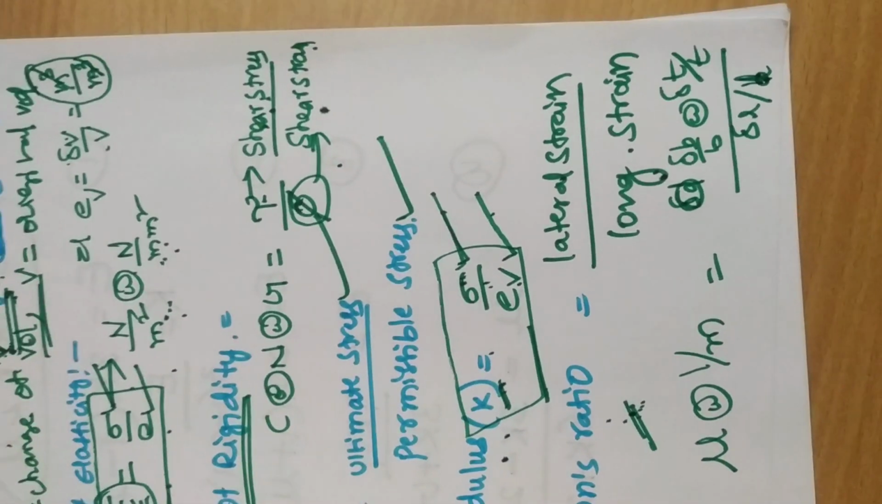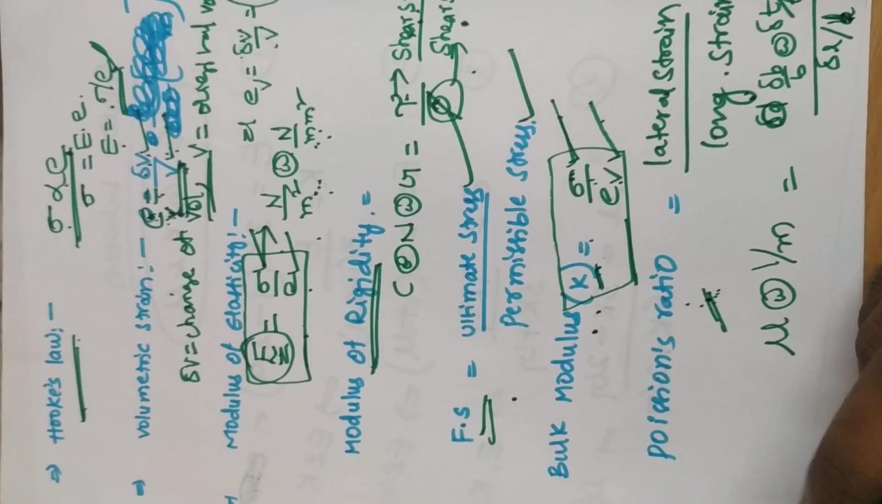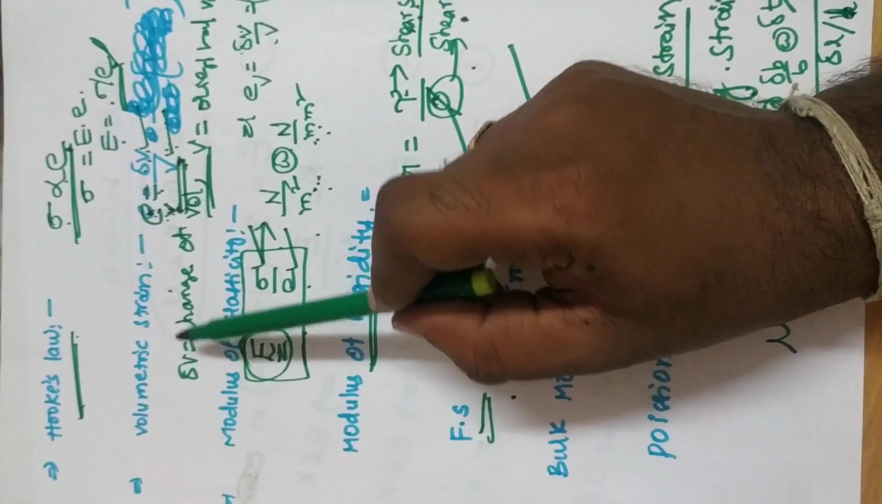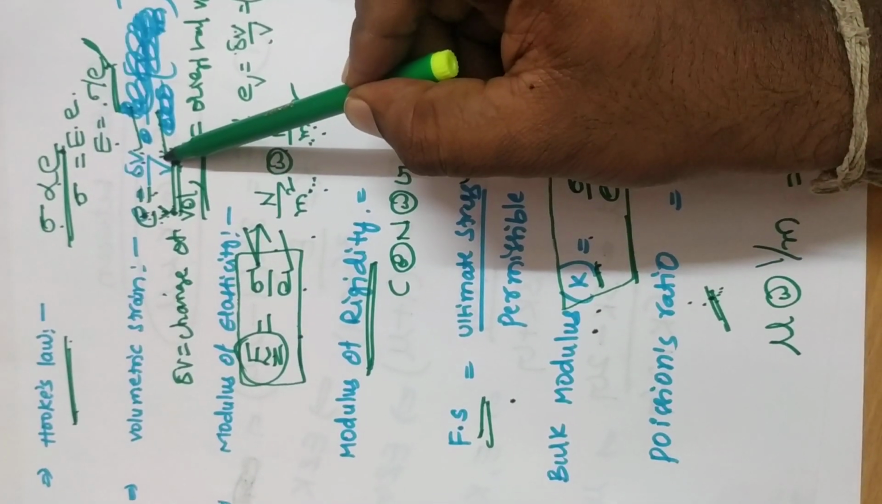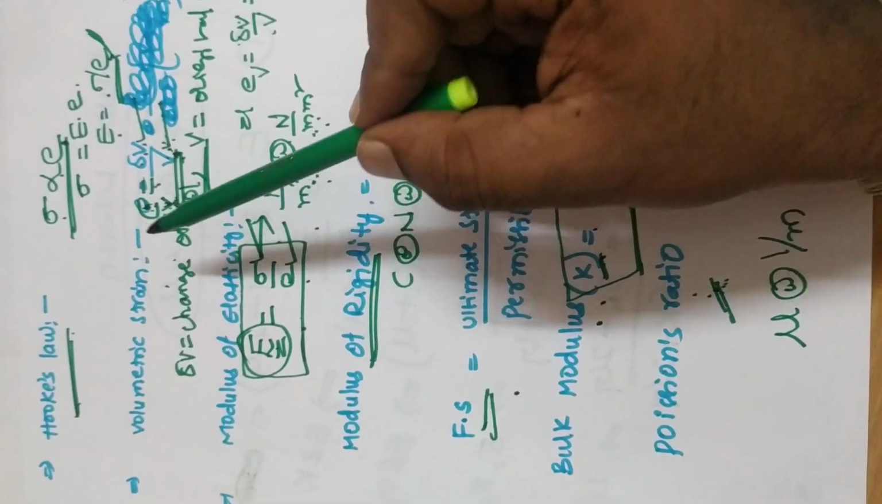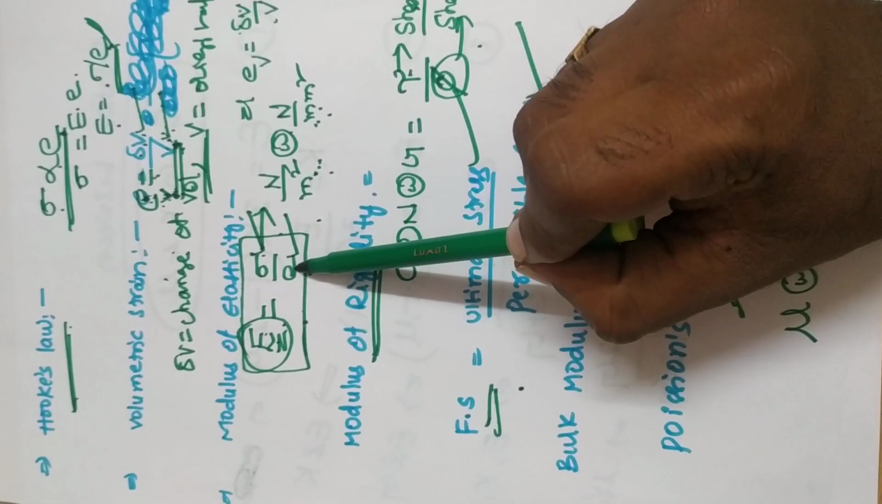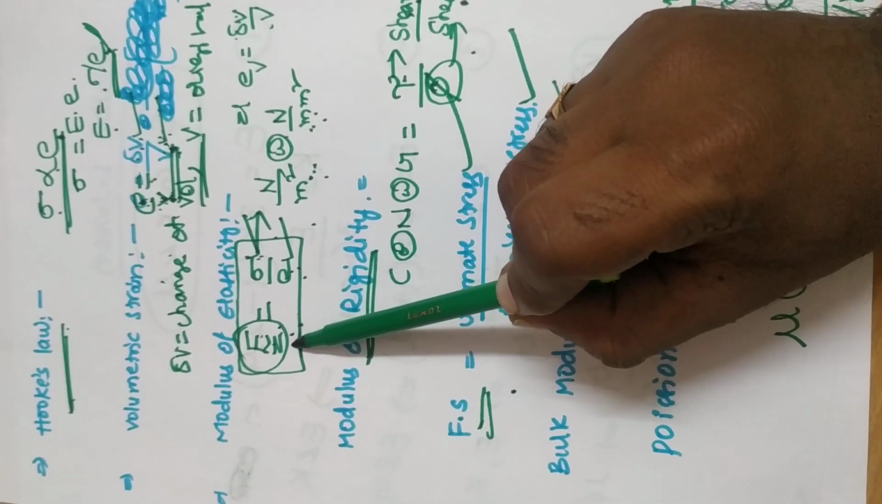Okay, so this is the definition of Poisson's ratio. First one is Hooke's law. Then the stress is directly proportional to strain, volumetric strain, the ratio between change of volume to the original volume. So no units for volumetric strain. Modulus of elasticity: E equals sigma by epsilon. That means the ratio between stress to the strain is known as modulus of elasticity or Young's modulus.